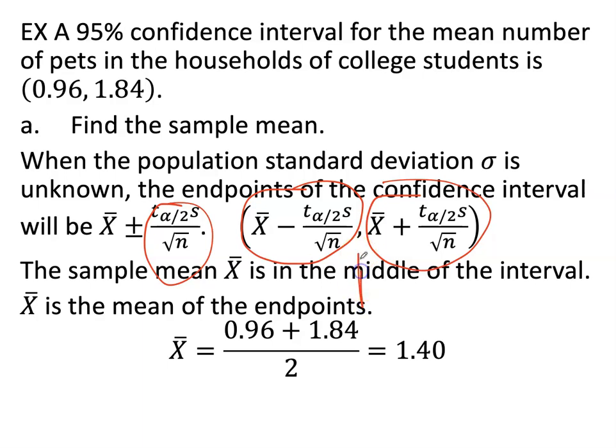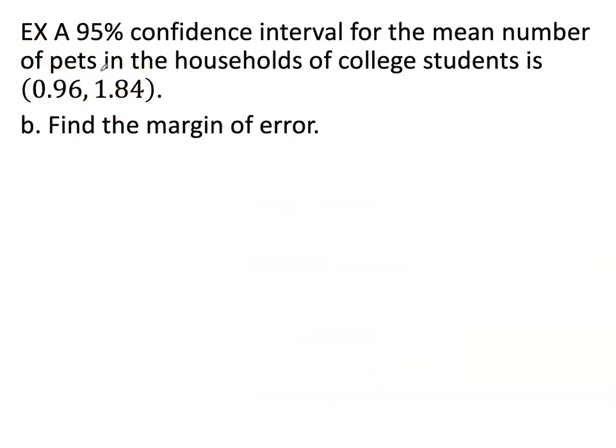So the sample mean, x bar, is going to be right in the middle of the interval, smack dab in the middle. That means that x bar is going to be the mean of the endpoints. So x bar is 0.96 plus 1.84 over 2. In other words, 1.40. That's the mean, the average of the endpoints.